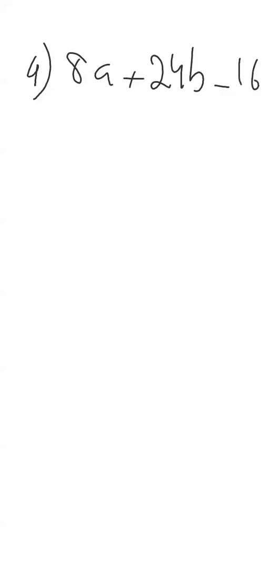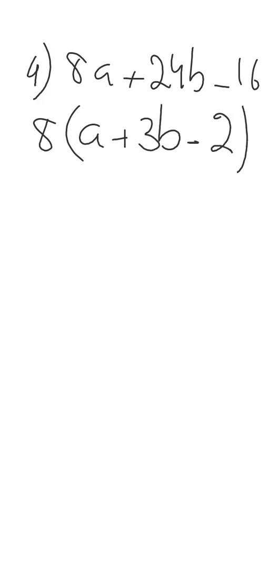We have 8a plus 24b minus 16. Similarly, first of all, I need the common factor between the 3 now. 8. So it is 8, yes, exactly. 8a plus, since 24 is 8 times 3, we get 3b. And 16 is 8 times 2, so we still have 2.